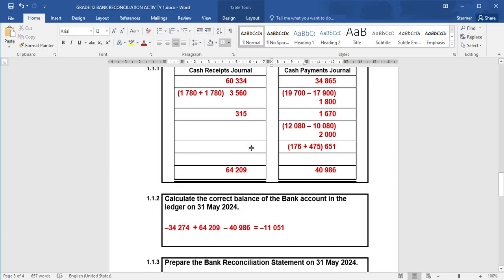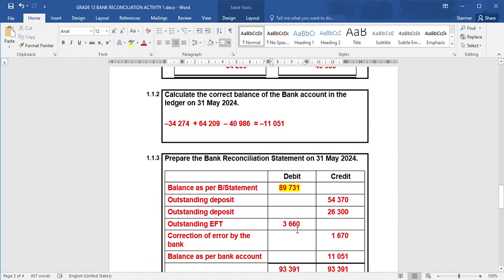So now we just need to finish off. So we're going to add up our CRJ, add up our CPJ. The CRJ is going to reduce your overdraft. So your overdraft was negative. So you're going to add the 64,209. And then the CPJ will make that overdraft bigger. So you're going to minus that. If you do this, you end up with a negative 11,051. And that means that your bank balance is an overdraft.